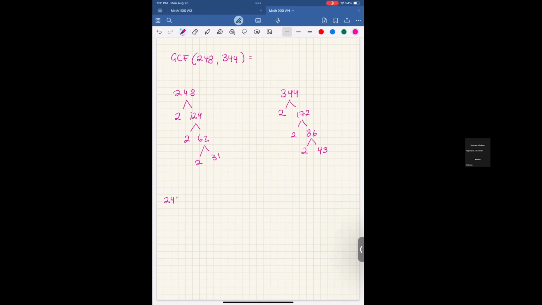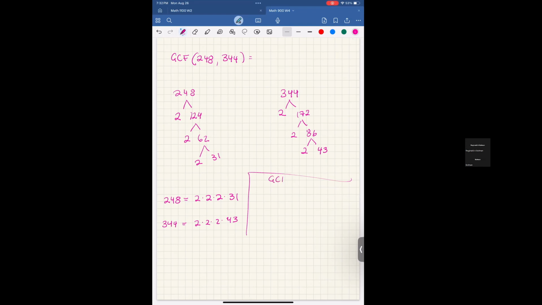We're going to write out our prime factors as a sequence of numbers all multiplied together. So you should have 248 is the same thing as 2 times 2 times 2 times 31. And 344 is the same thing as 2 times 2 times 2 times 43.